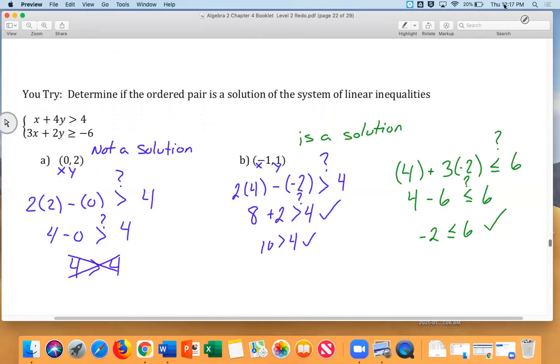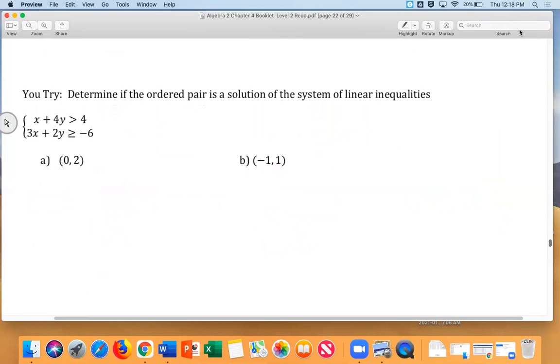All right, you guys try these two. Tell me if A is a solution and if B is a solution.